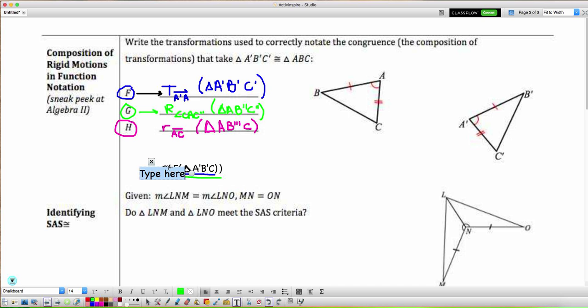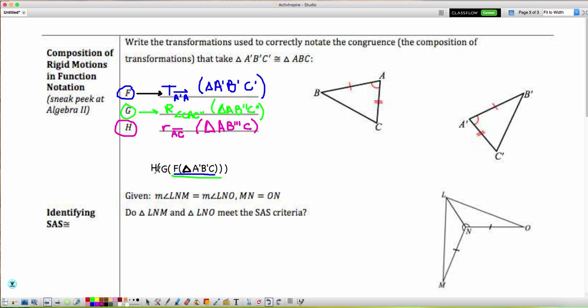And then finally, I did my transformation H. I don't know why that's green, sorry. I did my transformation H to all the stuff from earlier, right? To whatever I got from G. So H is my final transformation. H contains all the stuff that I had done before. So again, it's building on itself. This is a shorter way to write all of this stuff because now I'm just saying F instead of the translation, G instead of the rotation, and H instead of the reflection. This is known as function notation.